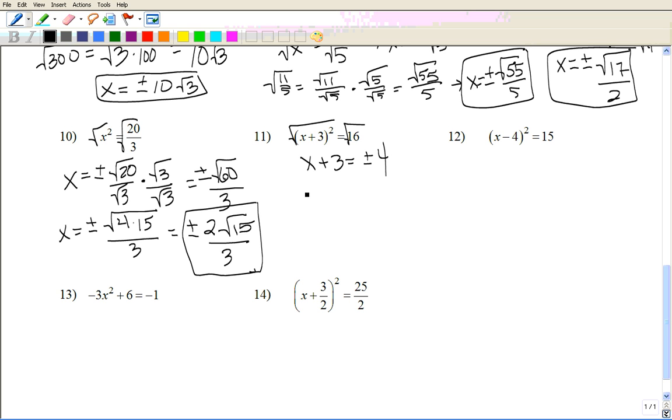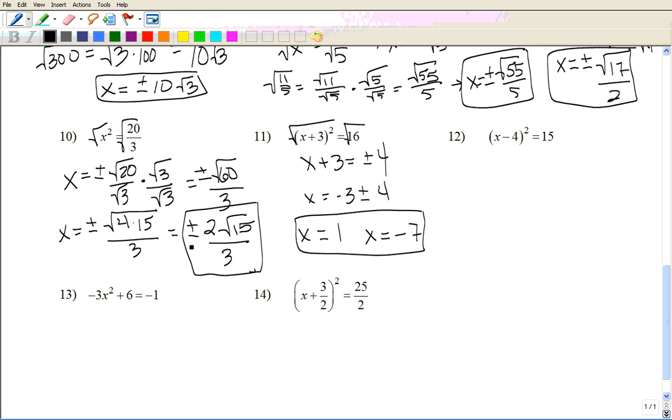So when I subtract 3 from both sides, I'll get x equals negative 3 plus or minus 4. Well, that can be simplified further. So if I have x equals negative 3 plus 4, negative 3 plus 4 is positive 1, and negative 3 minus 4 is negative 7. So those are both of our solutions. So we have two solutions again.